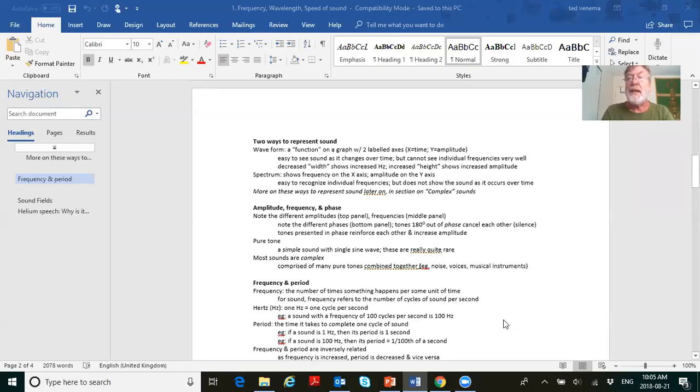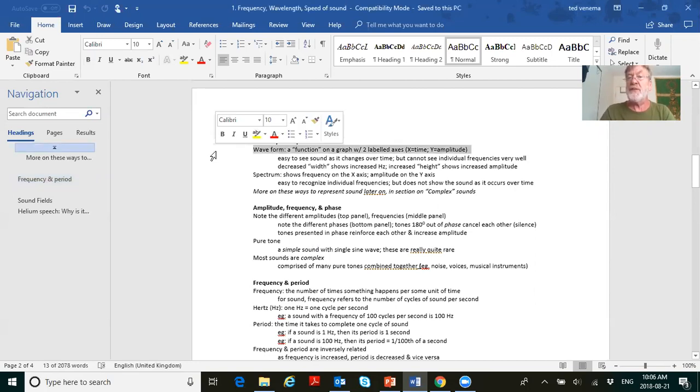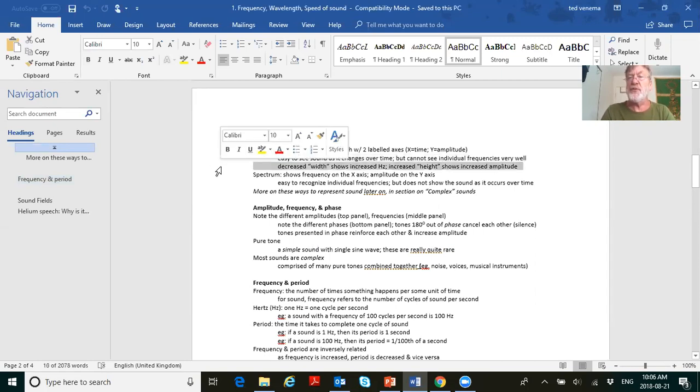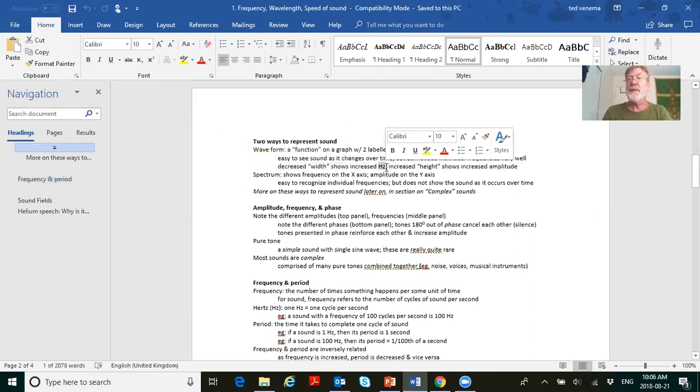When you're looking at the top of page 2, there's 2 ways to represent sound. Okay? One way is the sound waves that we've shown you. It's called a waveform, like we've been talking about. It's got 2 labeled axes, time and amplitude. It's easy to see sound as it changes over time, but it's hard to show the individual frequencies very well. In other words, decreased width shows increased frequency. Oh yeah, look at that, HZ. HZ stands for Hertz.